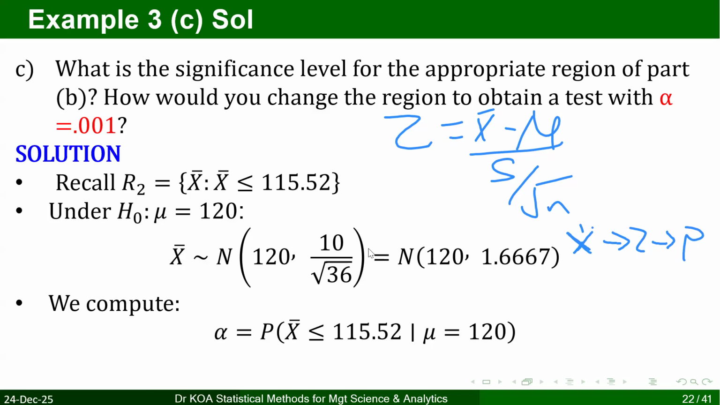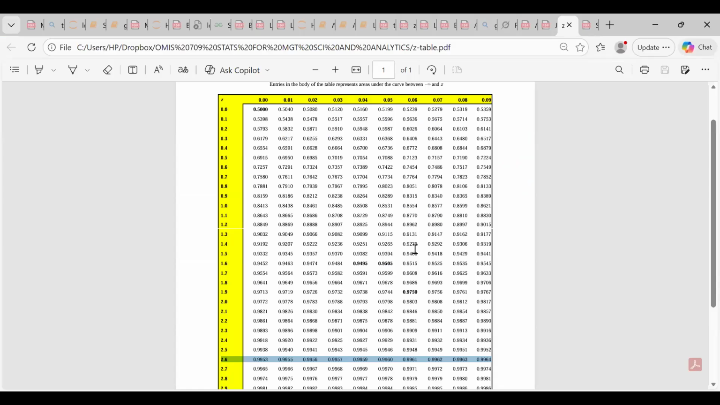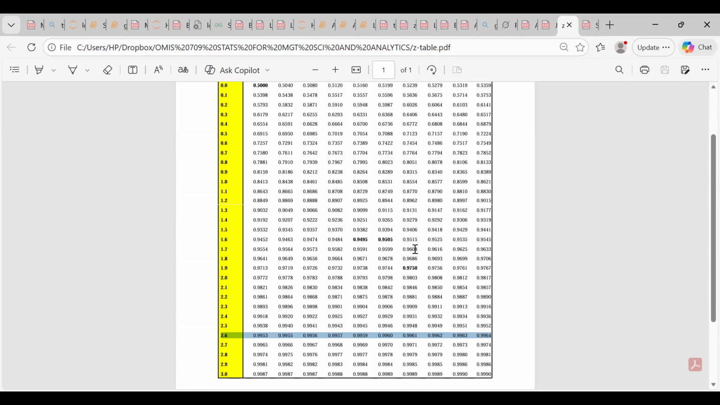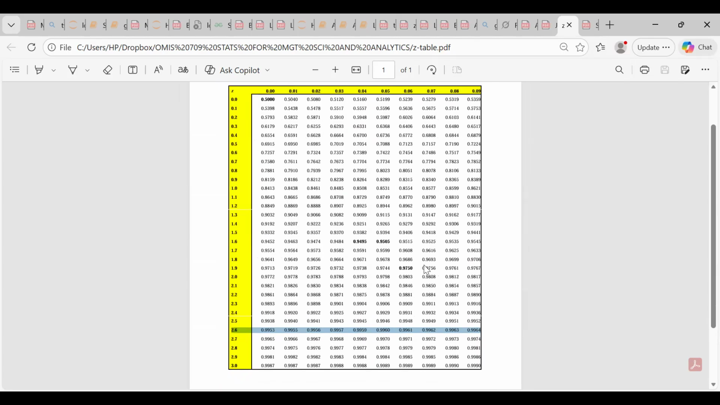So that's Z. So let's go to the cumulative probability. So not this probability, but the cumulative probability. Because this one, if you're looking for 0.001, you will not get it. Well, technically you can get it, but it's not enough. So whatever you had, that's 0.001, subtract it from 1. What do you get?